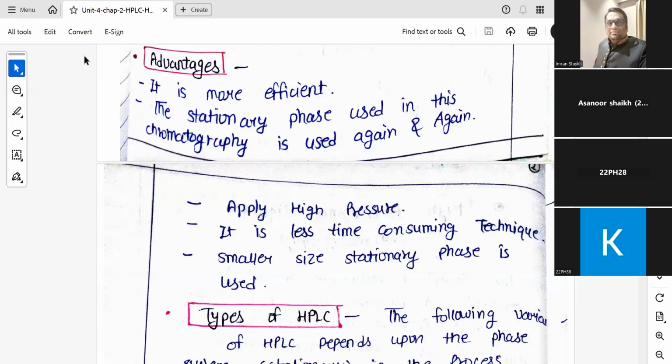Before the first run, you always go and check the baseline. Before the run, you have to check the baseline. If the baseline is stable, thereafter you can start the run. Post run, you have to do the purging. Purging is nothing but the washing of the system.